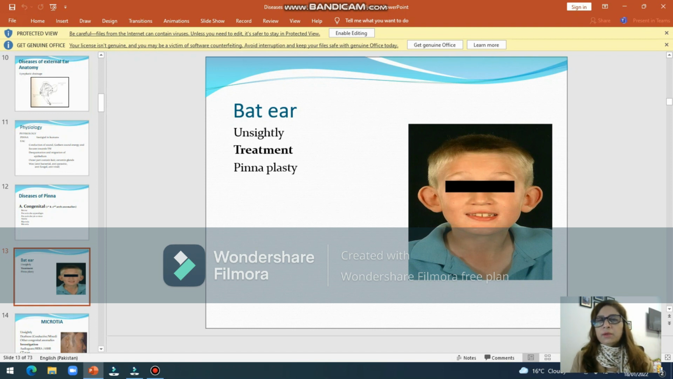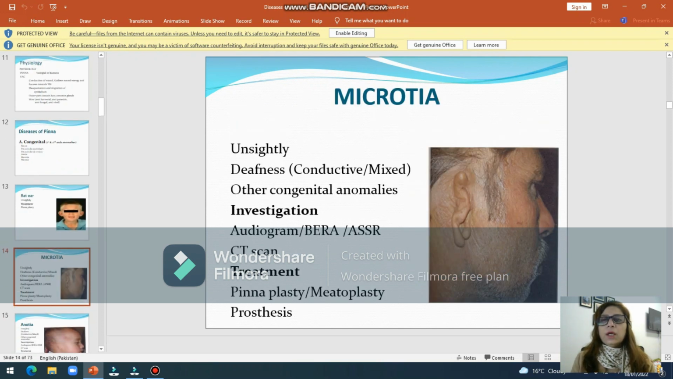Any congenital anomaly that is common is bat ear. Bat ear is absence of the anti-helix. So there are lop-shaped ears, with absence of the anti-helix. This is cosmetically unacceptable and it can be treated by cosmetic surgery. We remove a part of skin in the medial surface and we stretch the skin of the medial surface to make an artificial anti-helix. Microtia is small pinna.